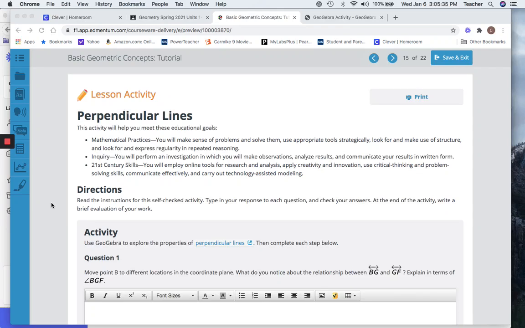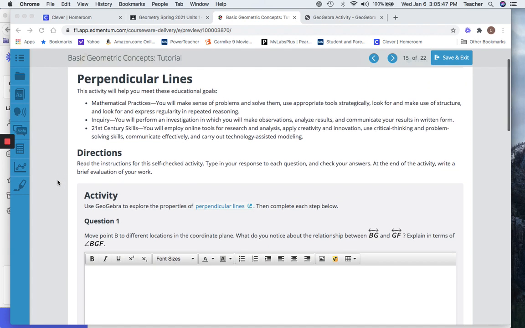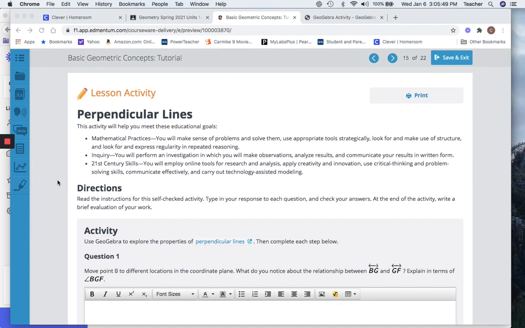Hey everybody, still in basic geometry concepts. If you have not realized, there are a lot of basics to geometry. I'm on slide 15, which is talking about perpendicular lines. Perpendicular is a word you're going to hear me say a lot this semester.